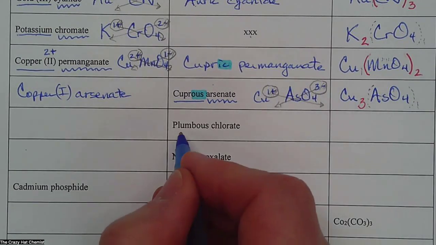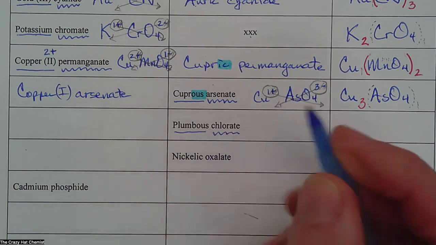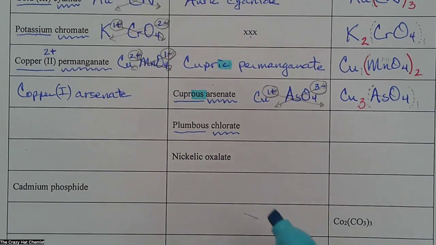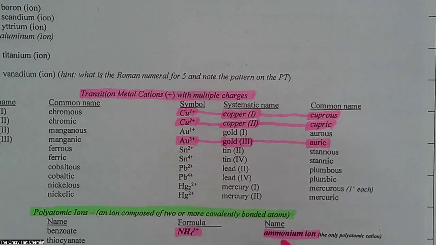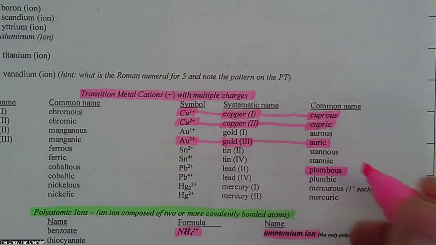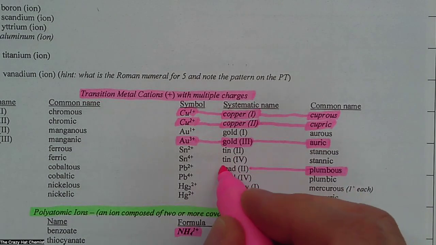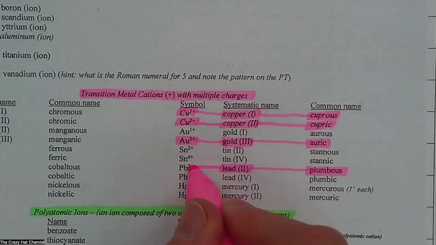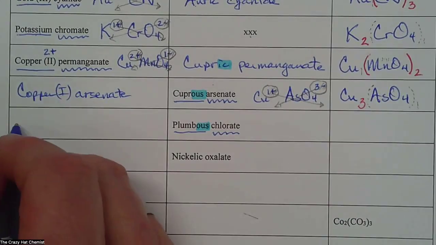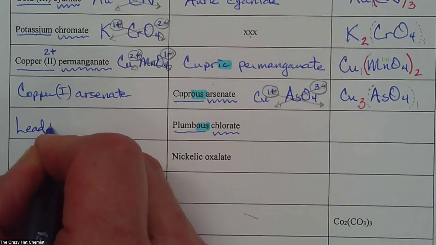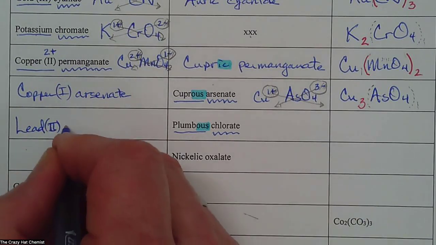The next one here is plumbous chlorate. And again, this has an OUS or an IC ending on it, so it's going to be a transition metal cation. Let's see if we can find that. So plumbous is going to be here in our transition metal cation category. There is plumbous, and that corresponds to lead Roman numeral 2, which is a Pb2+. Okay, so I'm going to write lead Roman numeral 2 chlorate.